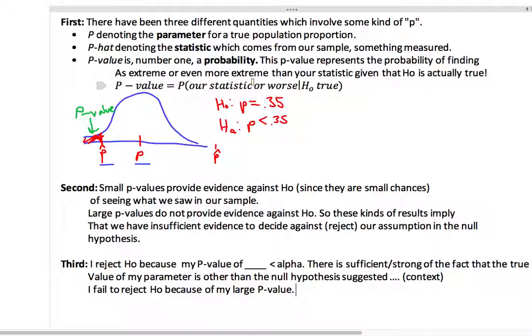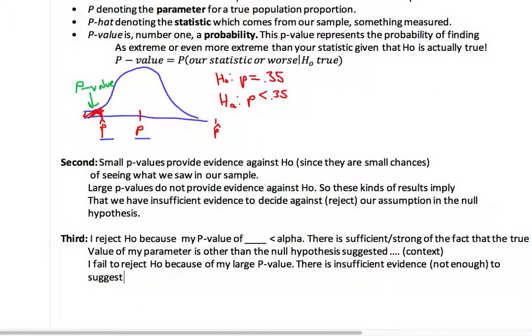If the null hypothesis was true, since that is a large probability of seeing what we saw, it's probably not a rare event. You don't want to say I accept the null hypothesis, so let's just be careful here. I failed to reject H sub o because of my large p-value. There is insufficient evidence, or not enough, to suggest, in some context, whatever about the parameter.